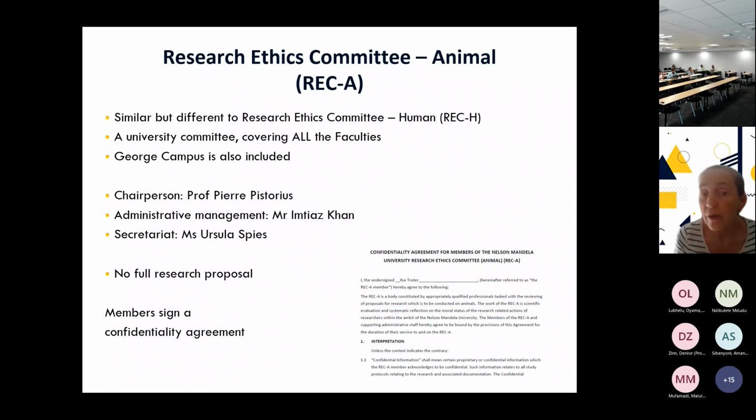Like all of our university committees, all our members annually sign a confidentiality agreement to say that what we discuss in the committee is confidential, and we will never discuss anyone's proposal with anybody outside the committee unless instructed to do so. So like Rec H, it's a formally constituted committee with formal documentation and all the processes in the university.